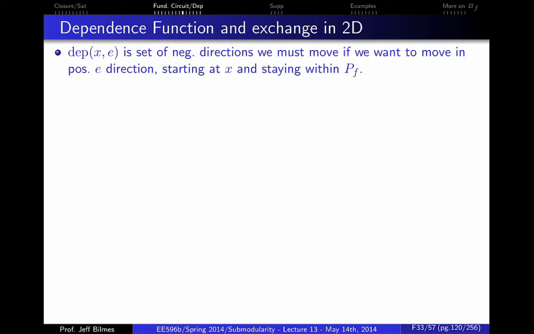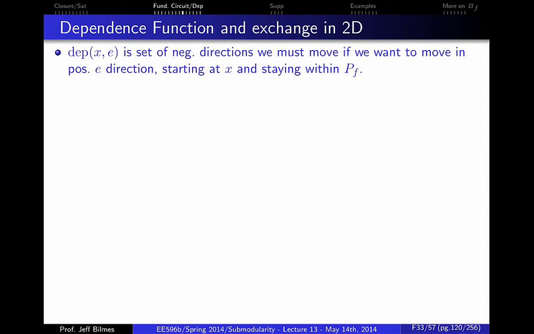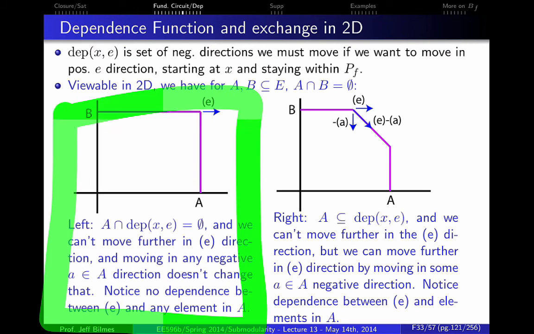So let's look at this intuition. Looking at it as dep being the set of negative directions we must move if we want to move in the positive e direction, starting at x and staying within P. So here are two examples. Let's look at the left example first. The left example is all this stuff over here. So let's just look at that example.